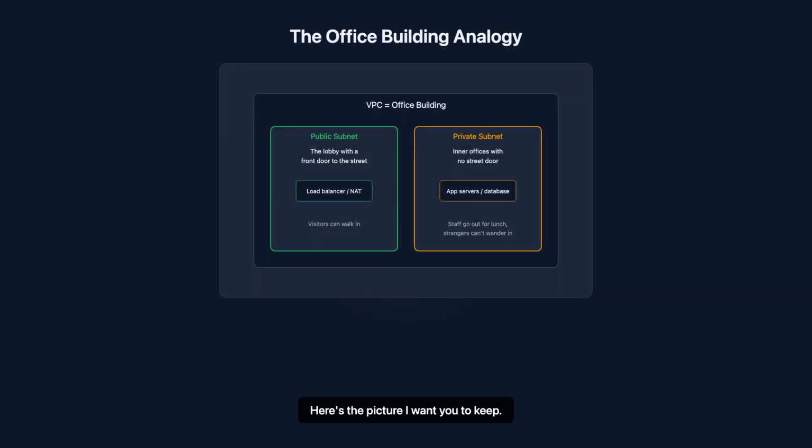Here's the picture I want you to keep. Think of a VPC as an office building. On the left, the public subnet is the lobby. It has a front door to the street, which is your internet gateway. Visitors can walk in, so this is where your load balancer and your NAT live. On the right, the private subnet is the inner offices. There's no street door at all. Staff can still go out for lunch. That's outbound traffic, but a stranger off the street can't wander in. That's why your app servers and your database belong in the private side, tucked away from the front door.